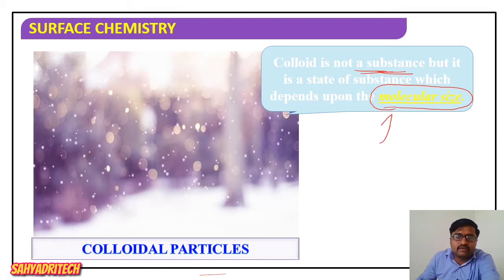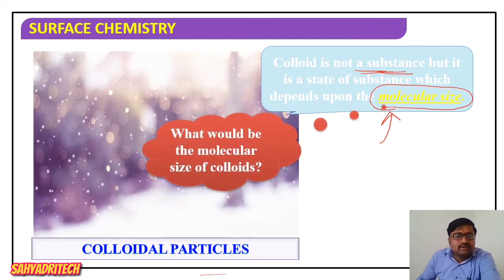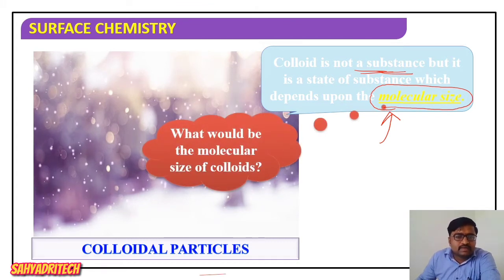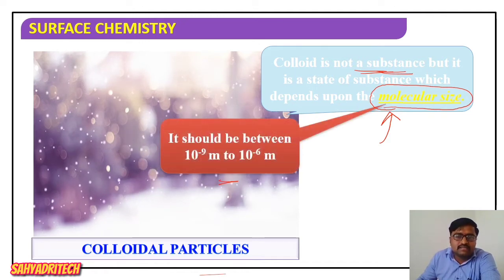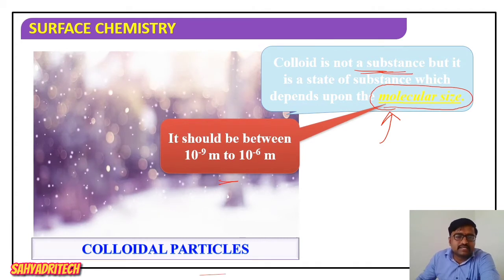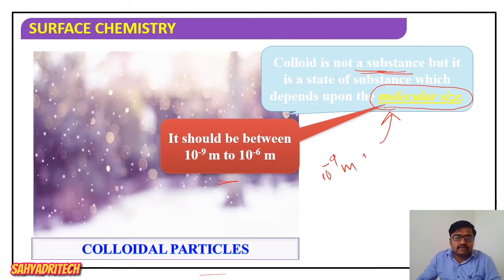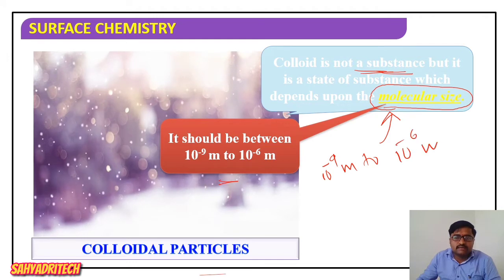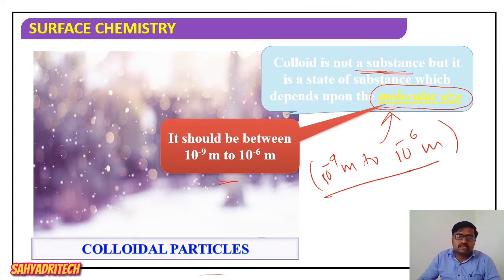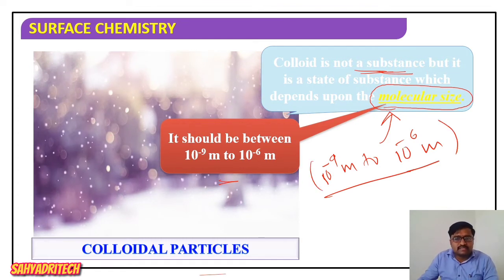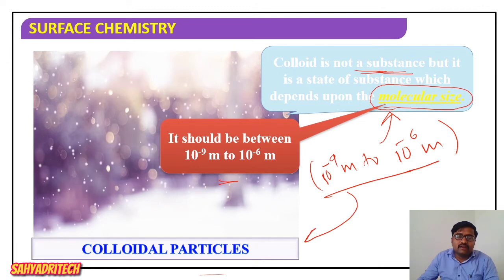Rather, we are going to define the colloids based on their size. What would be the molecular size of a colloid? It is in the range of 10 raised to minus 9 meter to 10 raised to minus 6 meter. If the particle size is in this range, then such particles are referred to as colloidal particles.